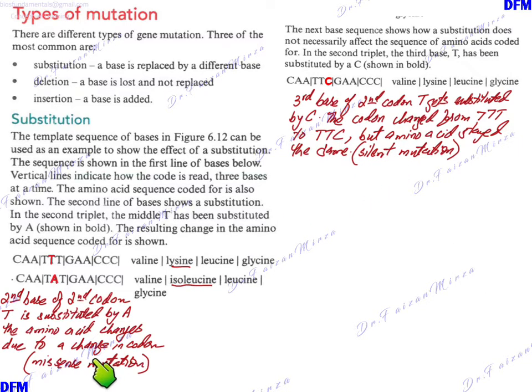So silent mutation and missense mutation are both basically substitution mutations. In the latter one, the change of a codon changes the amino acid. In the former, the change of the codon does not change the amino acid.